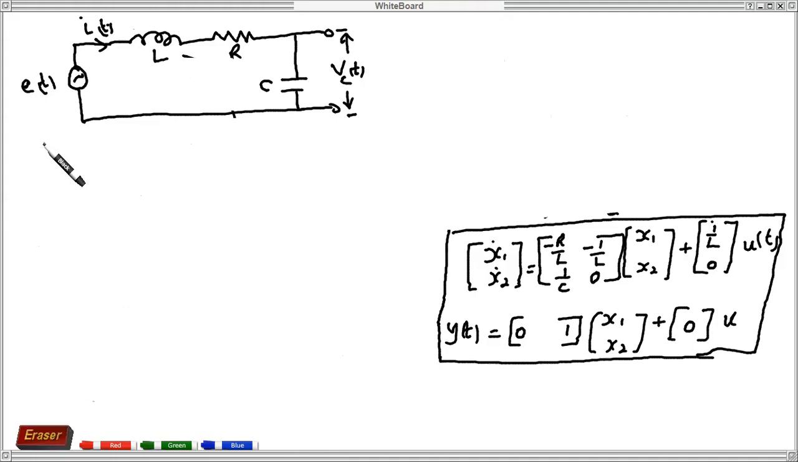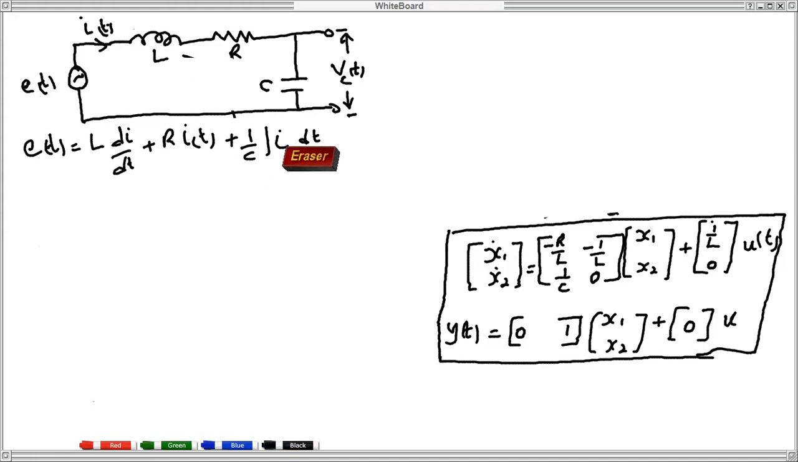Now, from our first equation, we noted that E(t), which is our input, is given by the voltage across the inductor, L di/dt, plus the voltage across the resistor, R i(t), plus the voltage across a capacitor, which in terms of its current is given by 1 over C the integral of i dt. You can call this equation A.